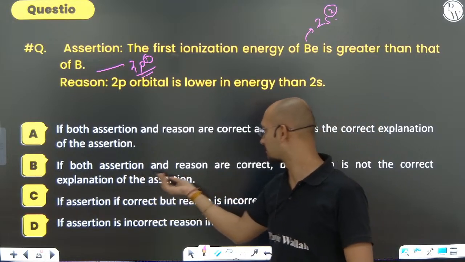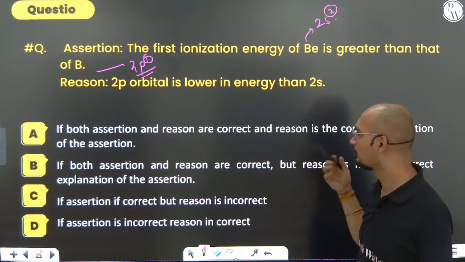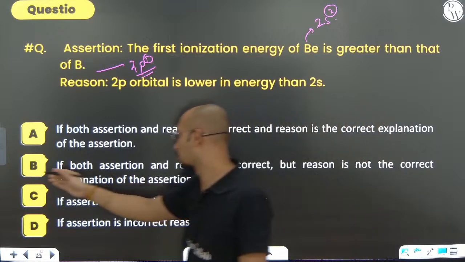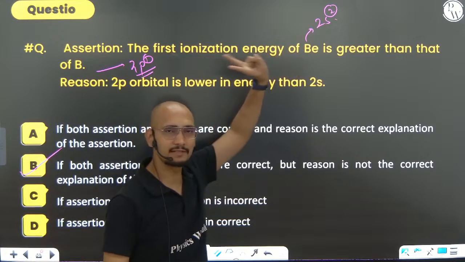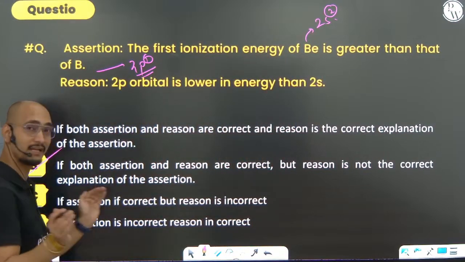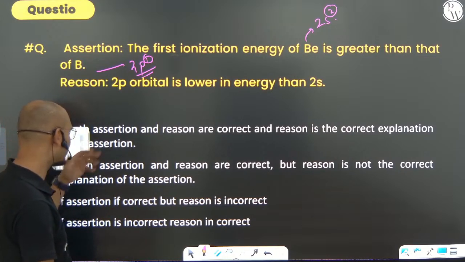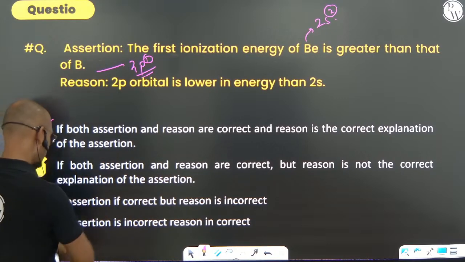So okay, the assertion is correct, the reason is also correct, but is the reason the correct explanation? I think we can go with not correct, because the better explanation is that beryllium has the fully filled 2s orbital, and because s has more penetration power, not about the energy. And energy also goes like that: if the penetration power is more, energy becomes less. So option A can go. We can go with that also.